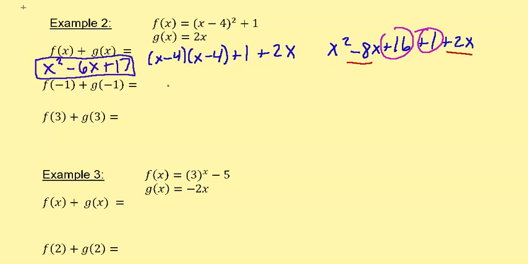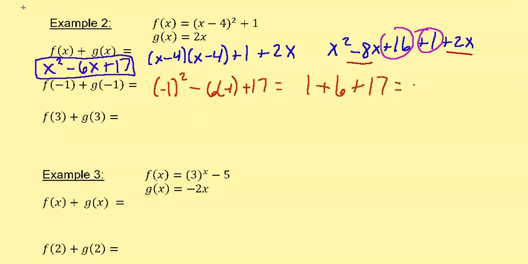Let's find f of negative 1 plus g of negative 1. Plug in negative 1 wherever you see the x. So that'd be 1 plus 6 plus 17. That'd be 24. If we found them separately, you should get the same thing. 26 minus 2 is 24.